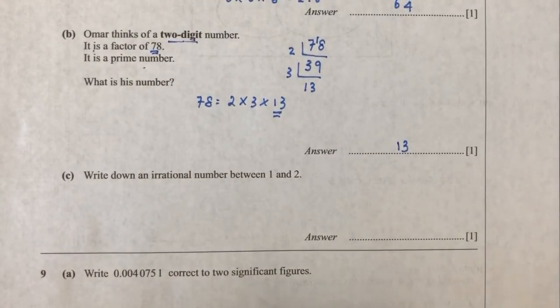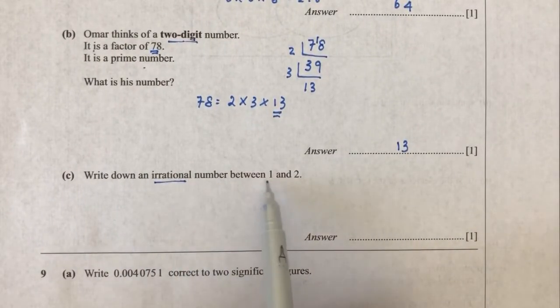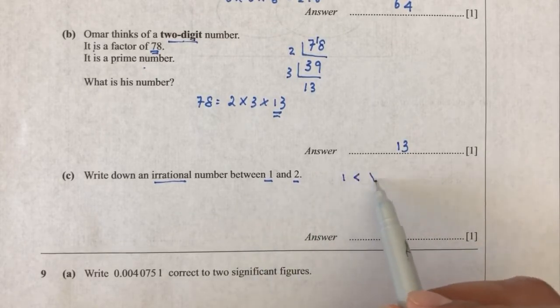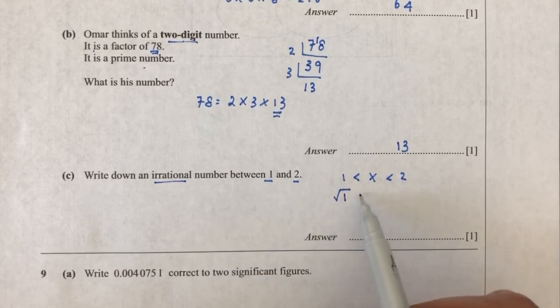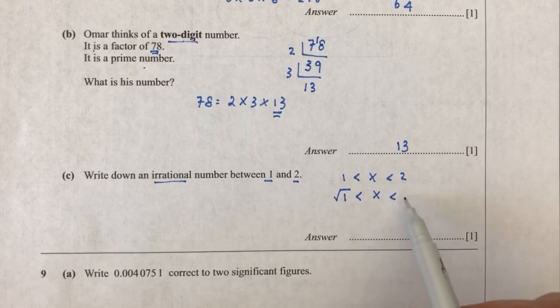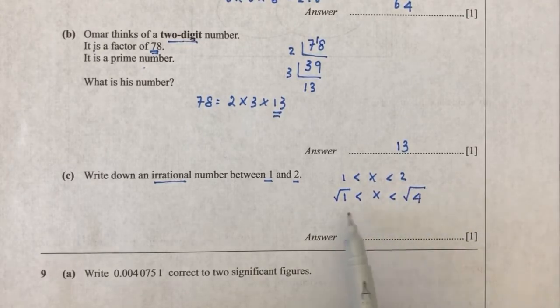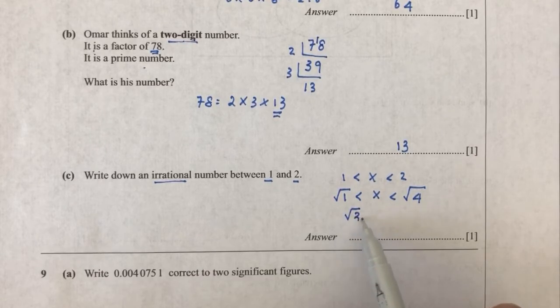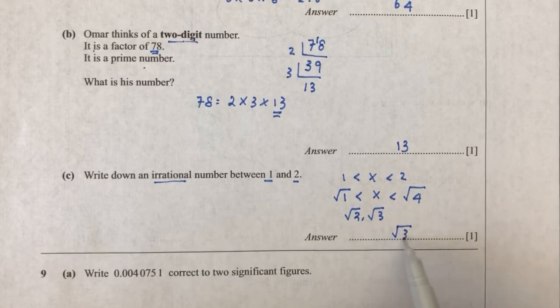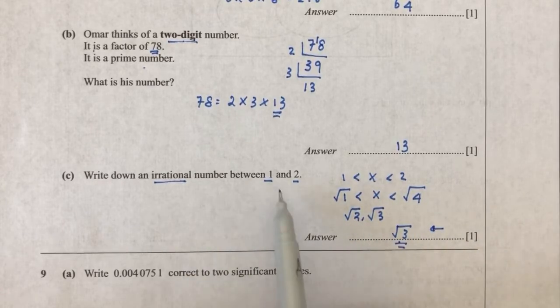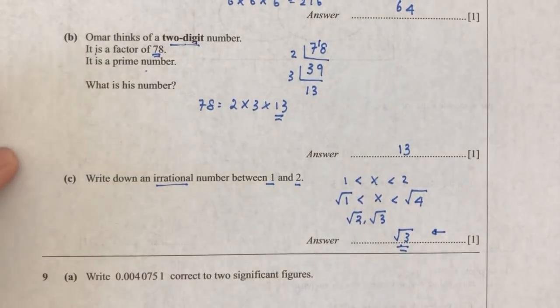So part C, write down an irrational number between 1 and 2. One trick that I use: let's say we have to find a number between 1 and 2. What is 1? 1 is also the square root of 1, right? And 2 is also the square root of 4. So in between we can have square root of 2, square root of 3. These two numbers are irrational. So in this case I can just choose square root of 3 as my answer. You could also choose square root of 2 and it will be irrational between 1 and 2. That was question number 8.